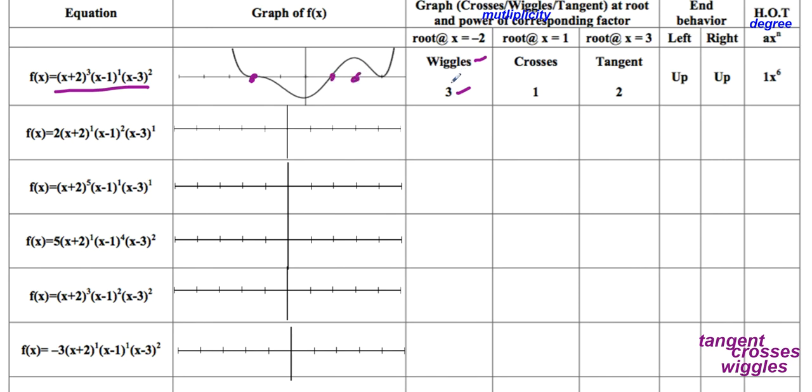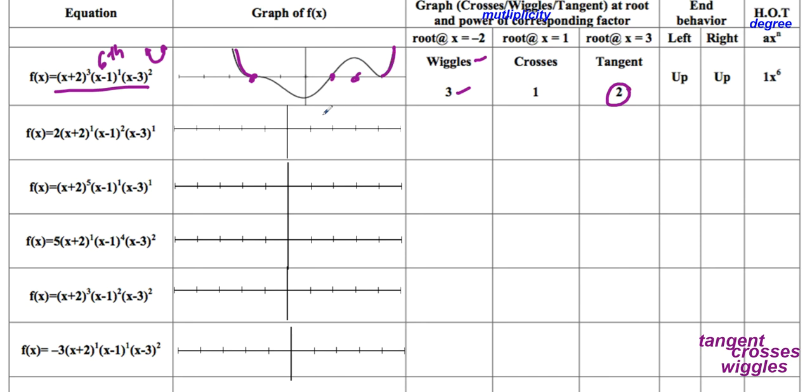I would then do my end behaviors, because this is a 6-degree polynomial, 3, 4, 5, 6, and with a being positive, we know that the ends are going to be up. All right. Next thing is I have x at -1. I know that x is 1, and it's a first degree, so it's just going to simply cross. It's going to shoot straight through, almost like a linear. And then at x = 3, it is tangent because the multiplicity is 2, and it just bounces. So it just goes up and down, or down and up.